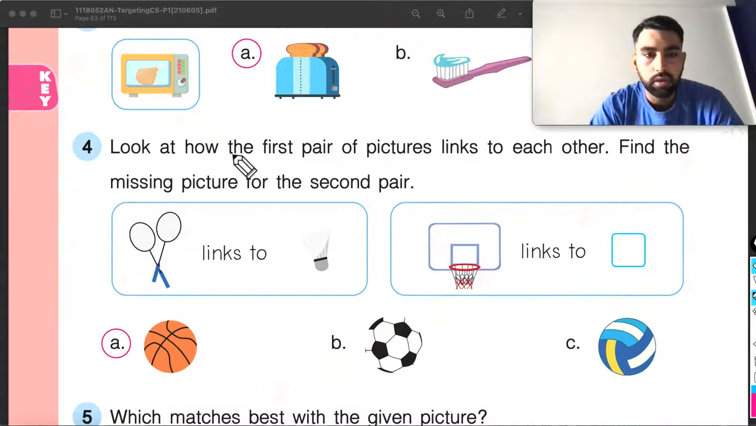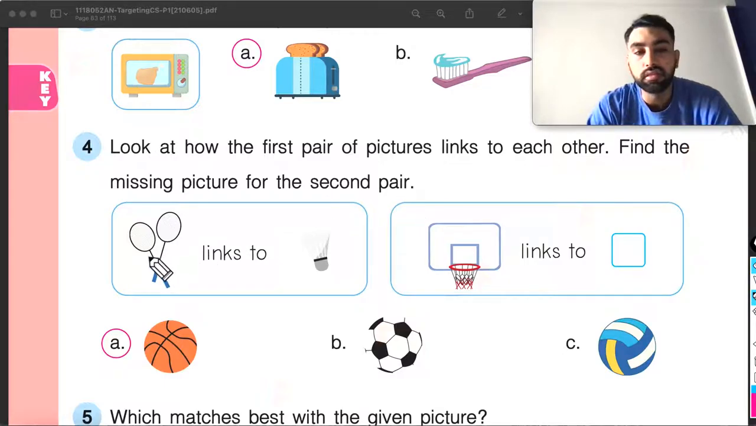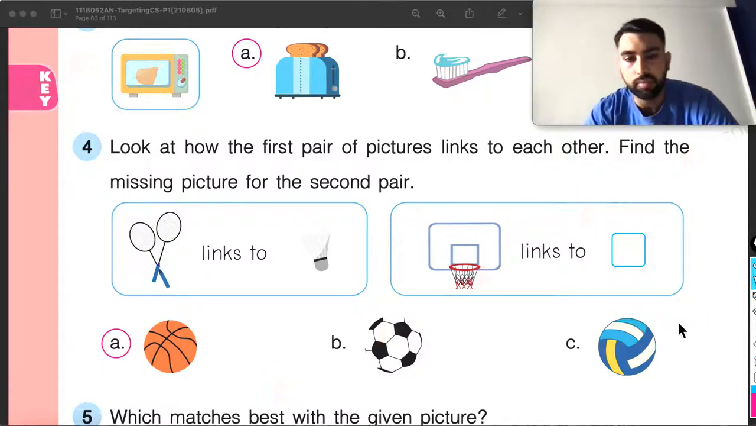If you look at the first pair of pictures linked to each other, find the missing picture for the second pair. This is badminton, which links to the shuttle. And this is a basketball court. So this one links to the football, the basketball, or volleyball. Which one is used in this one? You're going to be using this basketball. You have to find the similarities and differences.